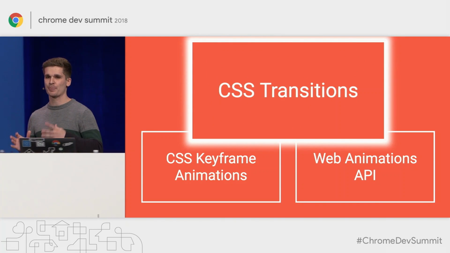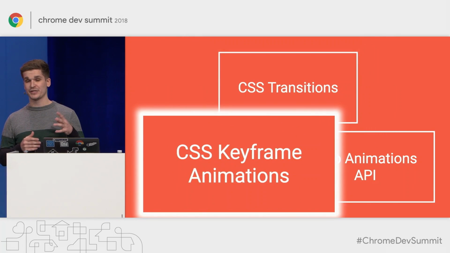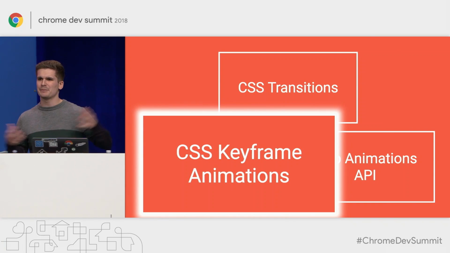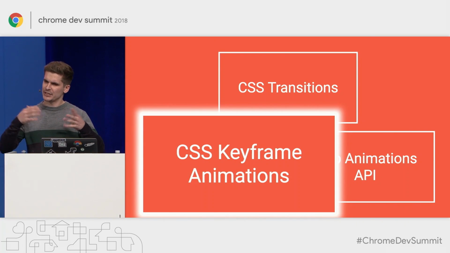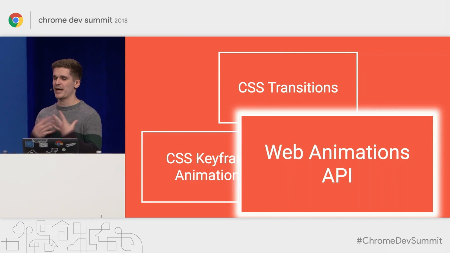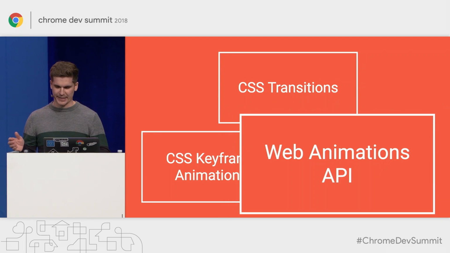You have CSS transitions, which allow you to transition a CSS property from the current value to a new value. You have CSS keyframe animations, which are a declarative timeline API, which is more powerful and can do some kind of looping. And you have the Web Animations API, which is the imperative version that allows you to do nested timelines and all kinds of things.